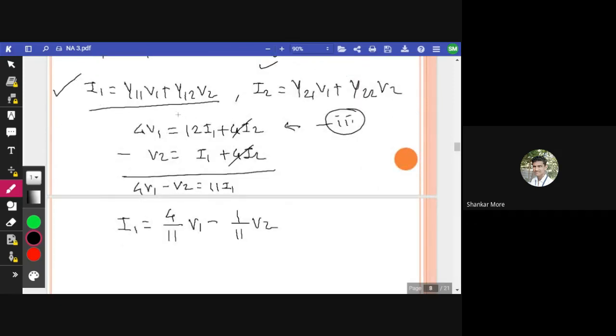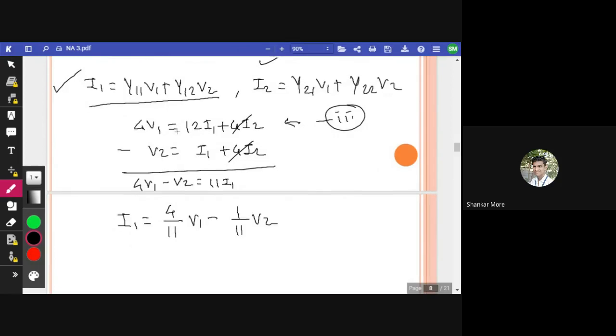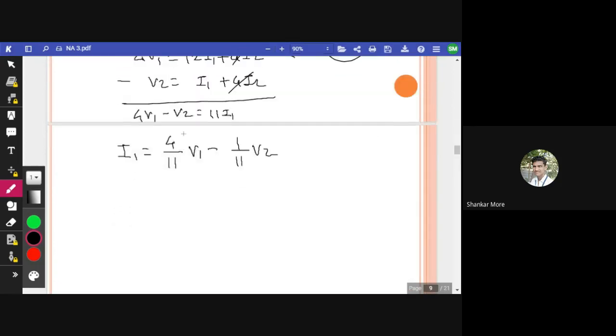I1 is equal to y11 v1 plus y12 v2. So from this equation we can conclude that y11 is equal to 4 by 11 and y12 is equal to minus 1 by 11. So this is how we have found y11 and y12. I hope this is clear.